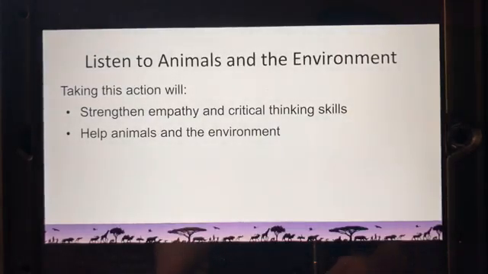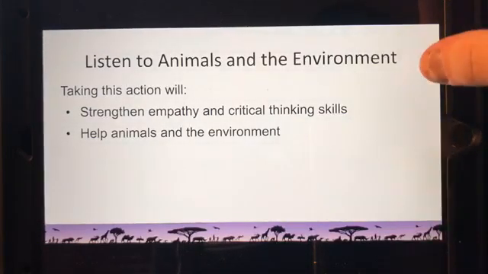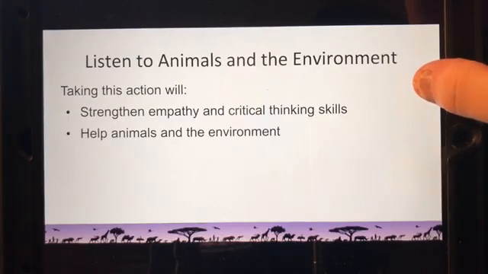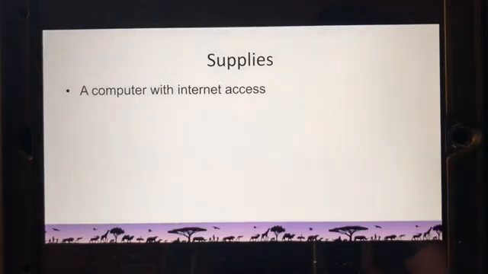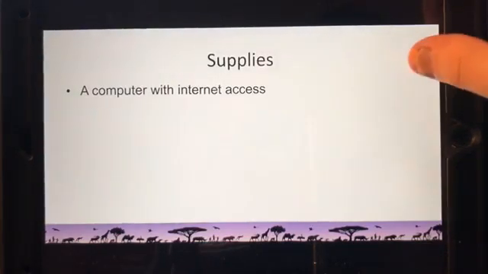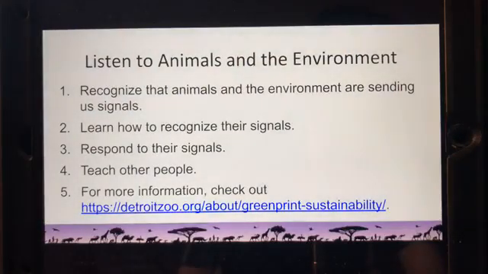So we're going to learn how to listen to animals and the environment. And by doing this, we're going to be strengthening our empathy and critical thinking skills while also helping animals and the environment. And the supplies we'll need include a computer with internet access. So the first step, like I said, is to recognize that animals in the environment are sending us signals, and then learn how to recognize these signals.